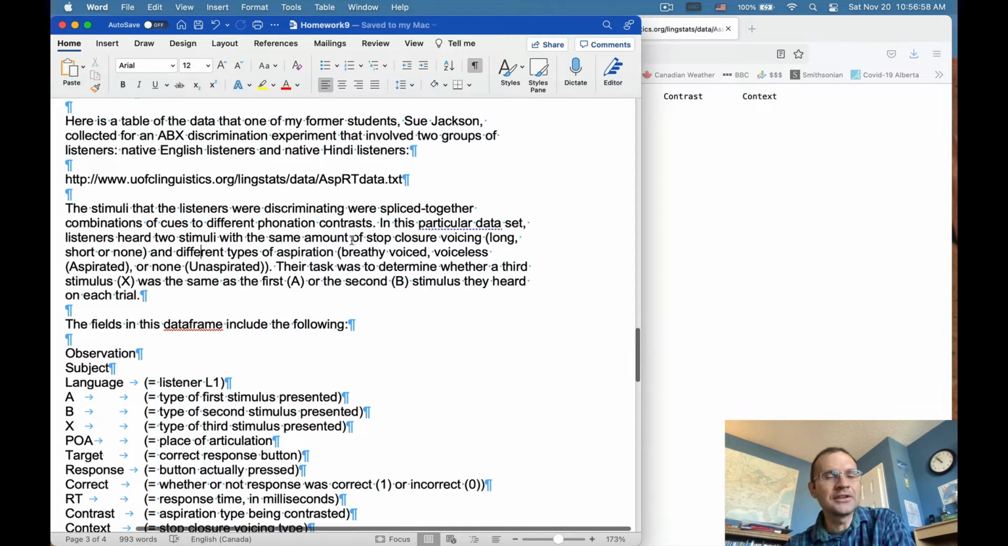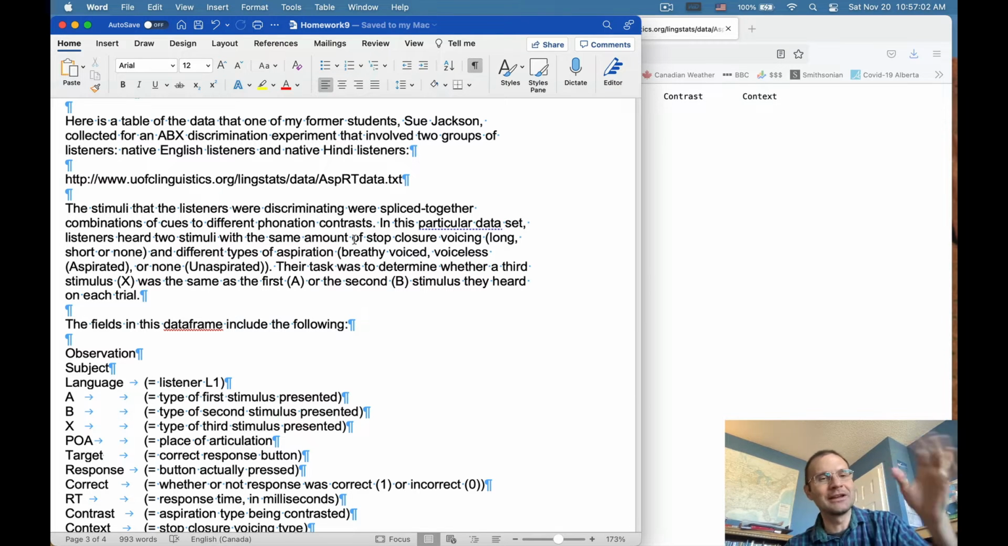And then, there's like a ba with a long amount of voicing, and then another ba with a long amount of voicing. But those first 2 stimuli differed in their types of aspiration. So was the aspiration that followed that closure voicing, or what have you, was it breathy voiced, or maybe it was voiceless aspiration, which is how we normally think of it, and then also maybe not aspirated at all.